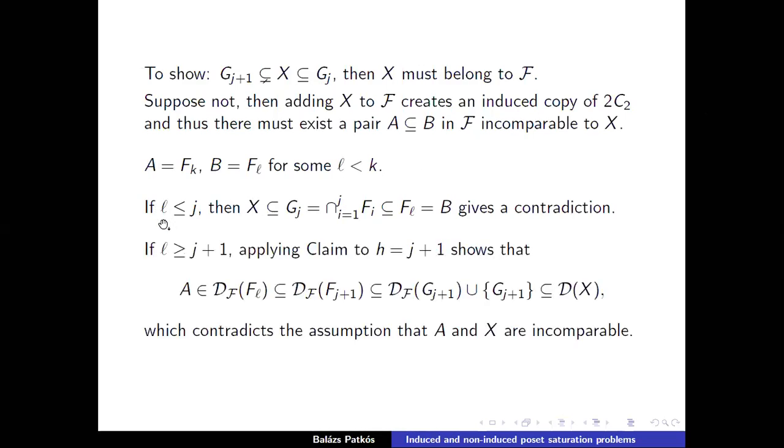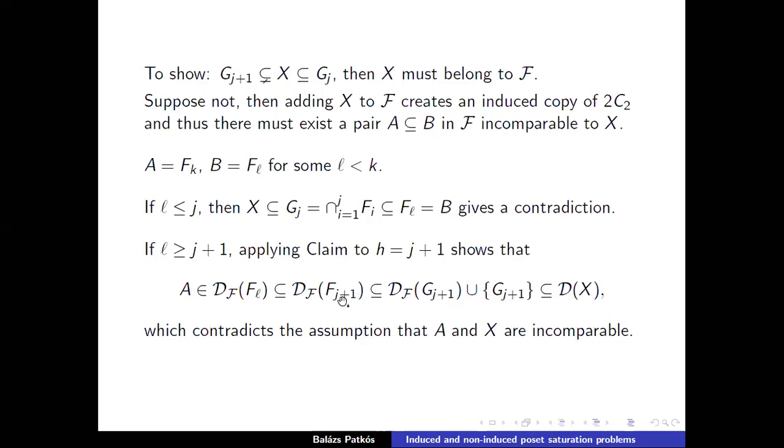And for the other case, when L is at least J+1, then I will apply the claim. And I will get a contradiction with the fact that A and X are supposed to be incomparable. So what is A? Well, A is a subset of B, and B has a spy name F sub L. So in particular, A is a member of the downset of F sub L. And because the Fs are nested, I mean, the downsets of the Fs are nested, and we are in the case L is at least J+1, we have this containment.